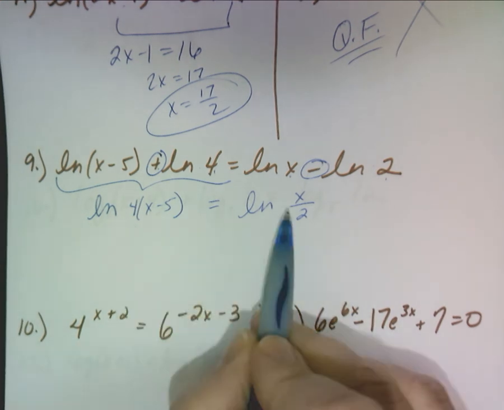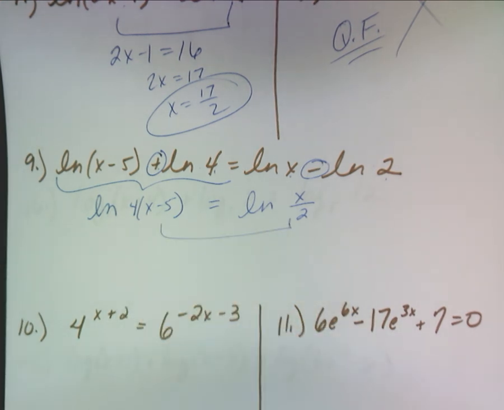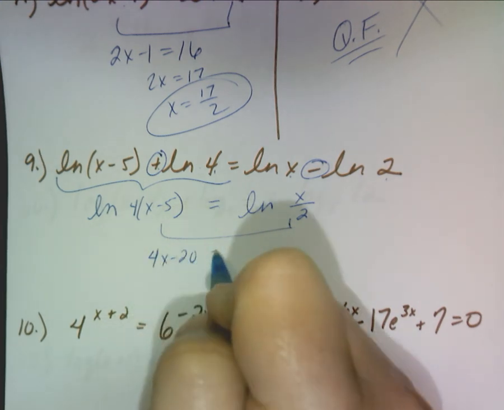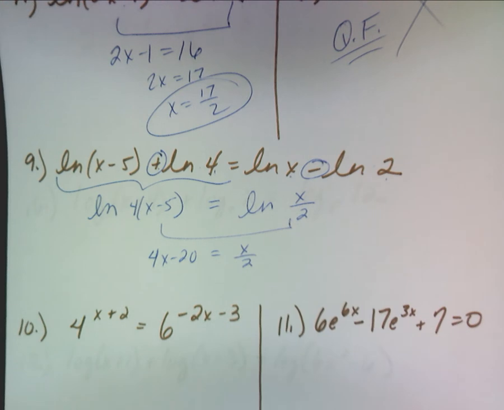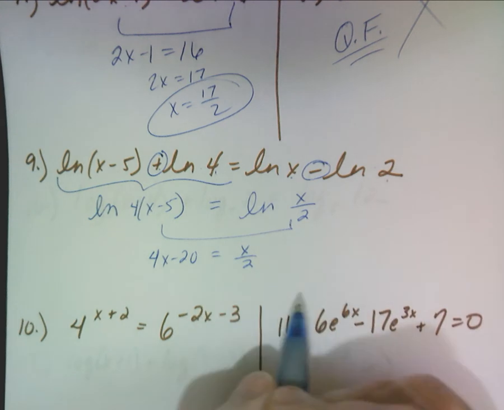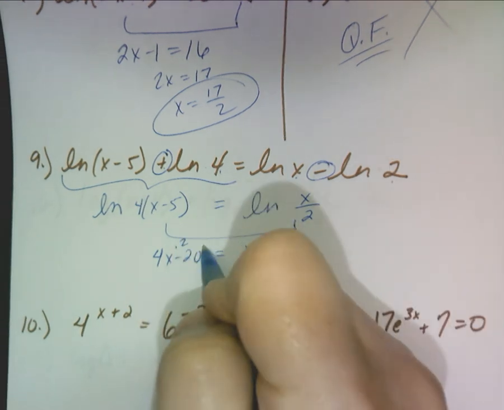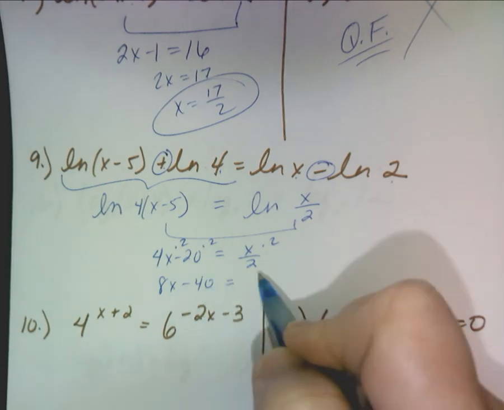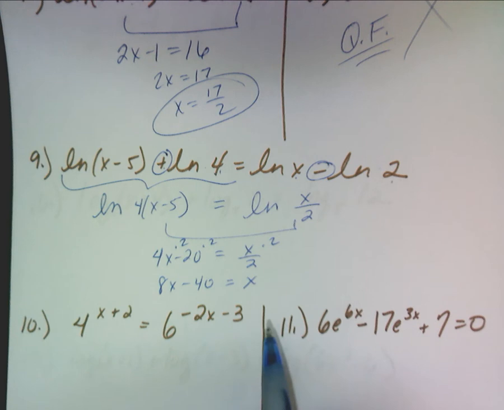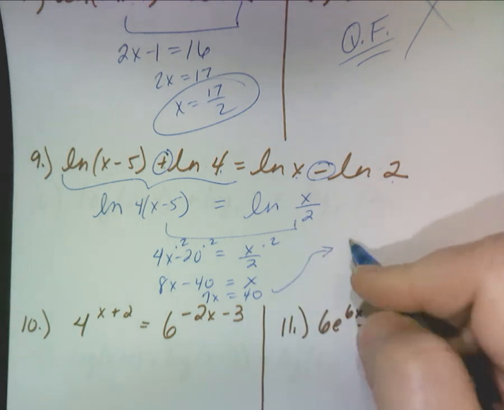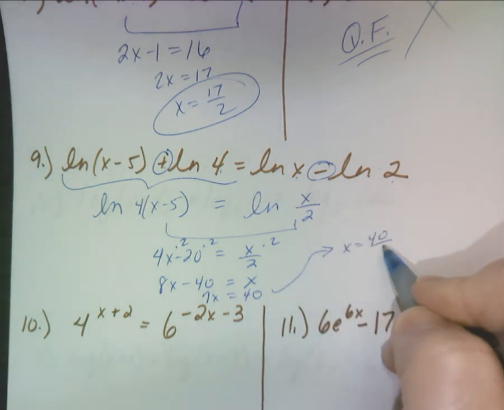So now I have ln and an ln. I can set these two equal, just like I did up here in 7. So 4x minus 20 equals x over 2. I don't like that fraction, so I'm going to get rid of it. I'm going to multiply everything through by a 2. This by 2, this by 2, this by 2. So 8x minus 40 equals x. And then get all your x's on one side and numbers to the other. So 7x equals 40. X is equal to 40/7.